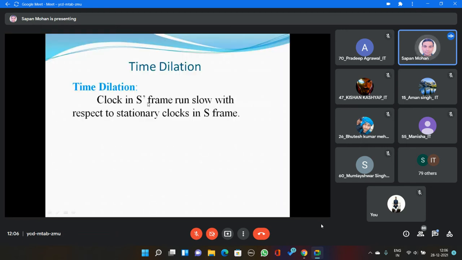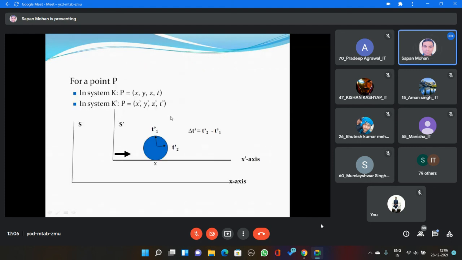The clock in the S dash frame runs slow with respect to the stationary clock in the S frame. Yes. See here. Suppose we placed a clock in the S dash frame, and suppose an event starts at some moment. Suppose one person is running. At that time, let's say, is t1 dash. When his race ends, at that time is t2 dash. So this time interval, t2 dash minus t1 dash, measured in this frame, and this delta t from this frame, are different.